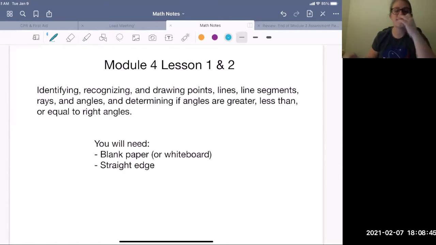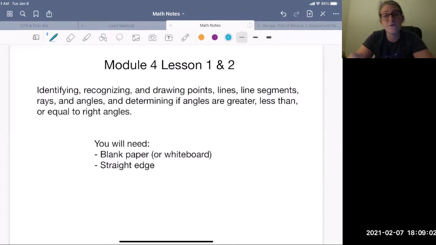So for this lesson, you're going to need a blank piece of paper or your whiteboard, but remember when you're drawing on your whiteboard, it's easy to erase that dry erase marker. So a blank piece of paper might be more helpful to you. And you're going to need a straight edge.